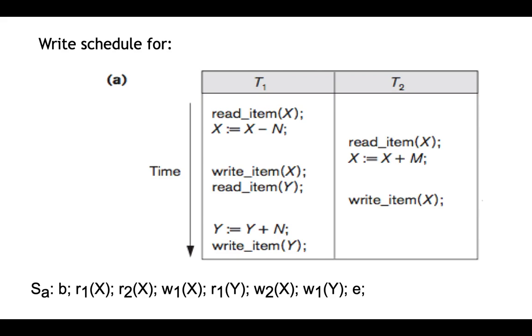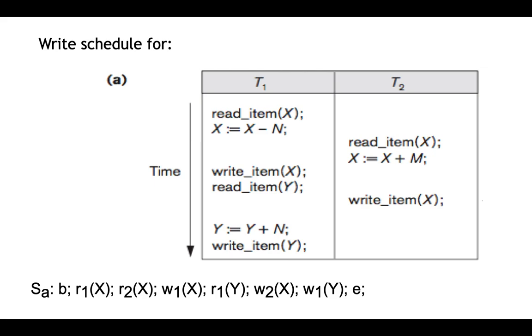Taking this as an example, there are two transactions T1 and T2 occurring in an interleaved fashion. Let's see how we can write the schedule for this. The first thing that occurs in T1 is read item X. The schedule, SA, is the name given to the schedule for this particular figure A. B is for the transaction beginning. R1 of X means the first transaction is performing a read operation on X.